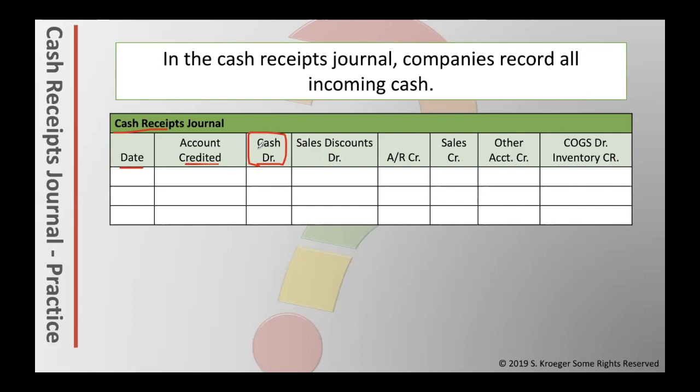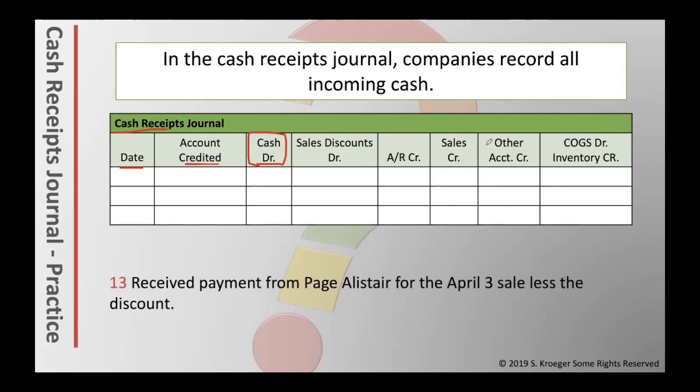And then why are we receiving cash? What's it from? And we would pick the appropriate columns. It's really good to think about what the original journal entry would look like and then find the right columns up top. On the 13th, we received payment from Paige Alistair for the April 3rd sale less the discount.